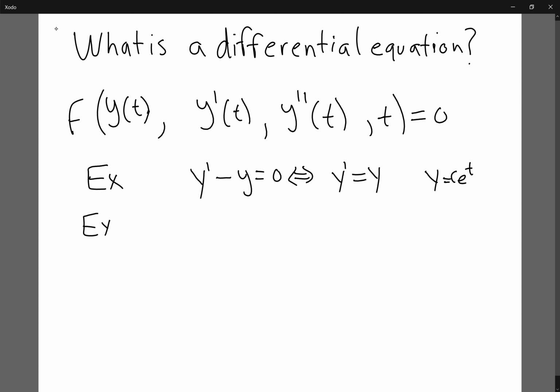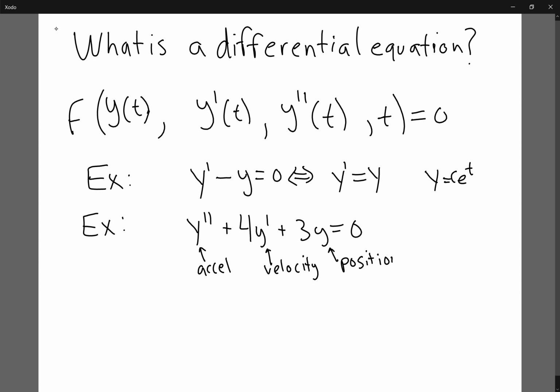Let's do another example. It's a little more interesting. You could have something like y double prime plus 4y prime plus 3y equals 0. That is an equation that's relating the second derivative and the first derivative in the value. And if y was representative of position, then that would be saying something about the acceleration, the velocity, and the position.